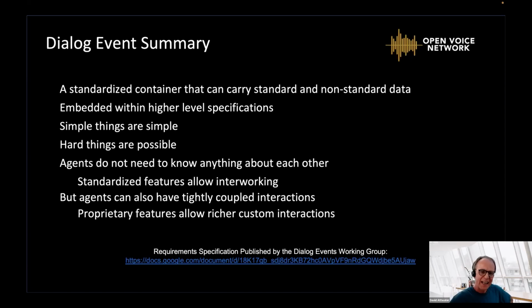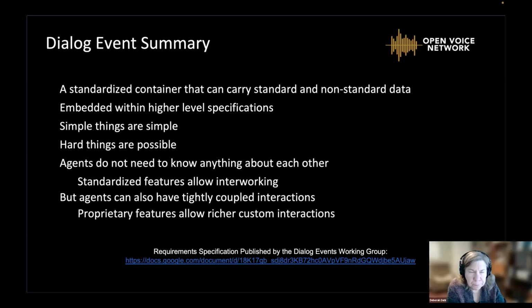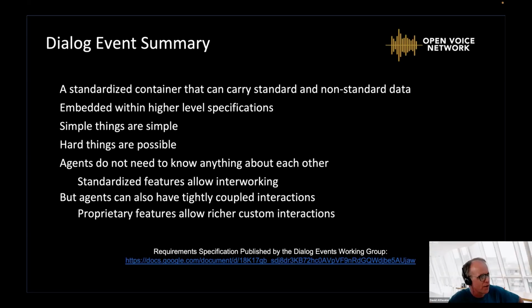But agents can also use these dialogue events. If they're highly coupled, they can use their own proprietary features to allow richer interaction. So even, for example, between agents that are within a given ecosystem, there could be proprietary non-standard things that are passing around, graphical events, etc., that could be used to enhance those interactions. But the moment those interactions go off platform to another ecosystem, they still are interworkable. It's just that some of the layers become uninterpretable.